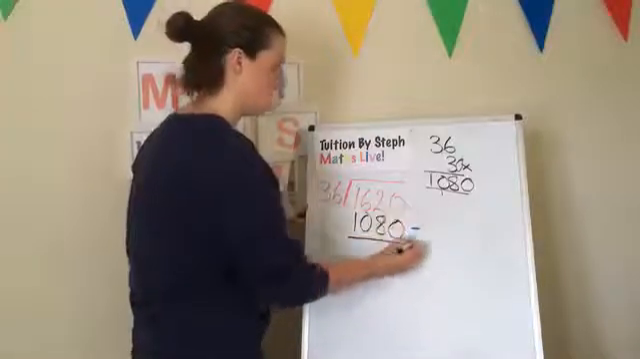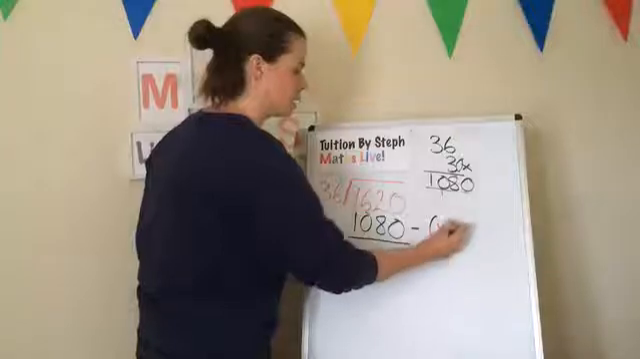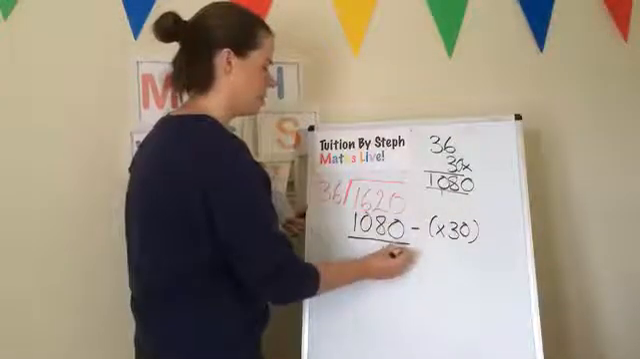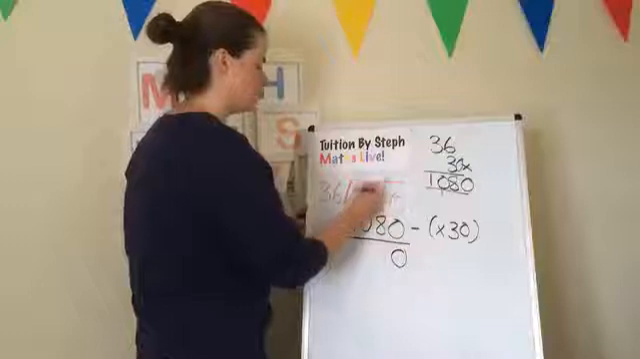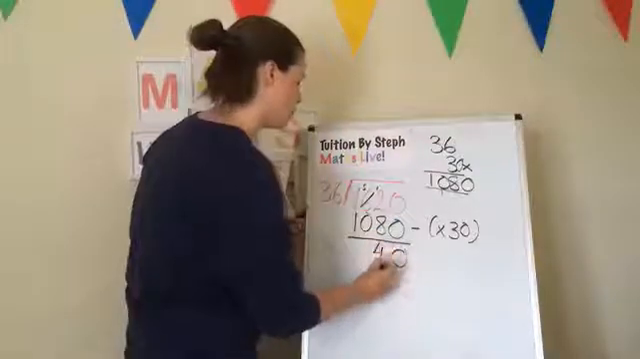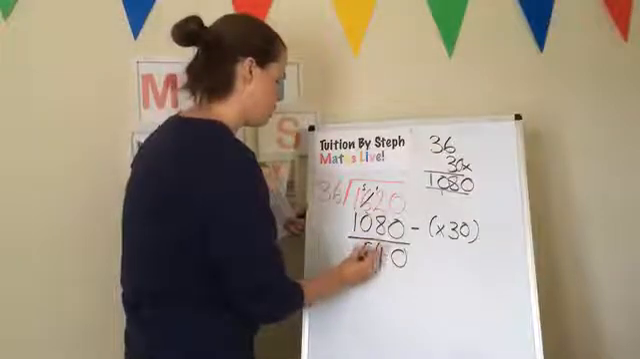So 0 take away 0. Oh, and I've got to remember what I times it by. So I times 36 by 30 then. So 0 take away 0, 0. Can't do 2 take away 8. So we do 12 take away 8, which is 4. 5 take away 0 is 5.